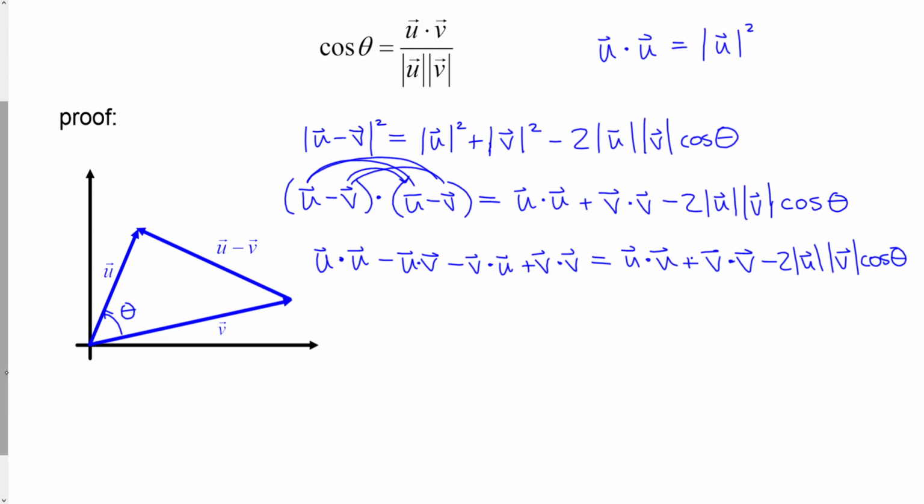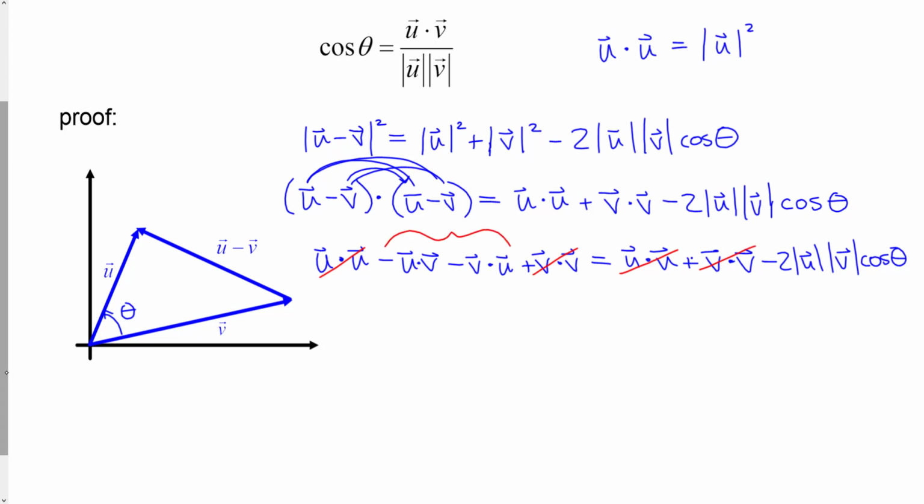Okay, next, if you'll notice, we have u dot u on both sides. So no matter what that turns out to be, it's going to be the same on both sides. You could subtract it and cancel it. Same thing with v dot v. Those will simply cancel.